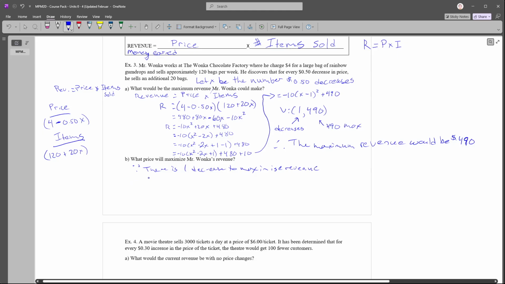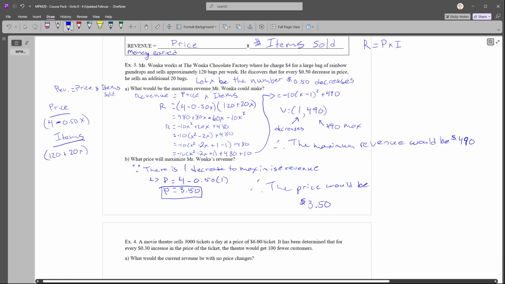Now what we're going to do is we're going to say price is equal to 4 minus 0.50 multiplied by 1. So that's going to be equal to $3.50. There's your answer. So therefore, the price would be $3.50. Okay, so our revenue problems are all going to be pretty similar to this.